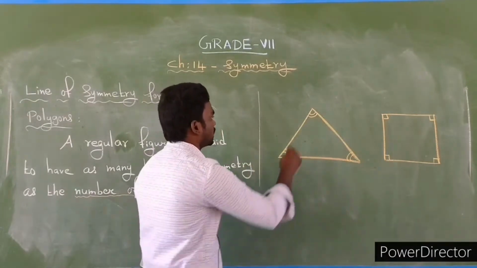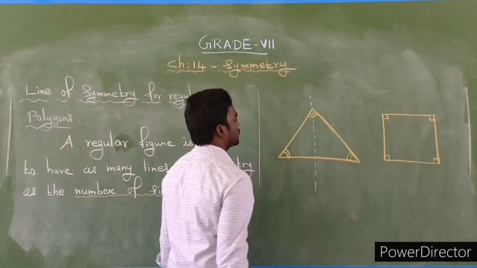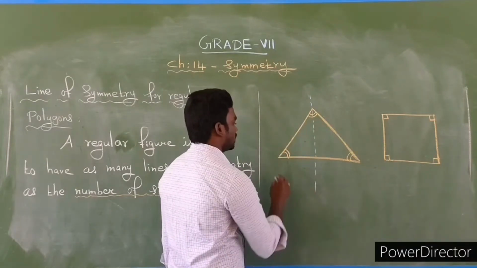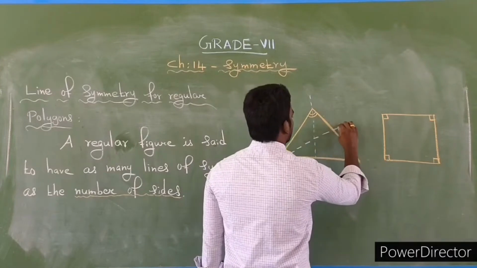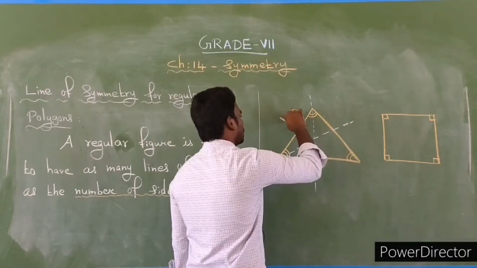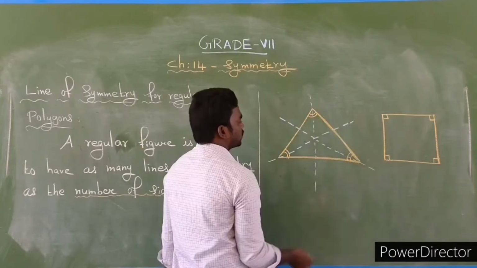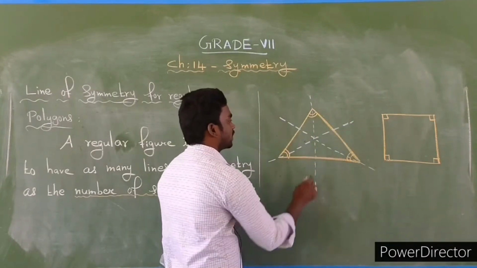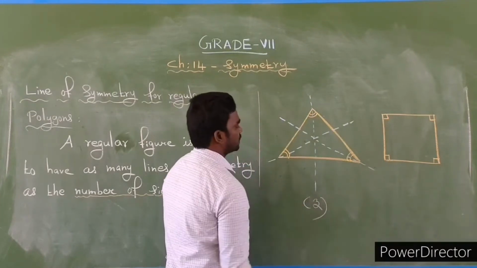How to draw the line of symmetry? We can draw from a vertex of a triangle to the opposite side. Do we have any other method of drawing the line of symmetry? Yes, we have another way to draw the line of symmetry. So it has three lines of symmetry. So the lines of symmetry of an equilateral triangle is 3.